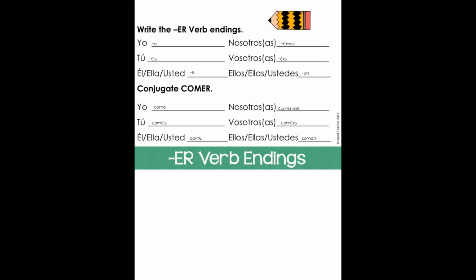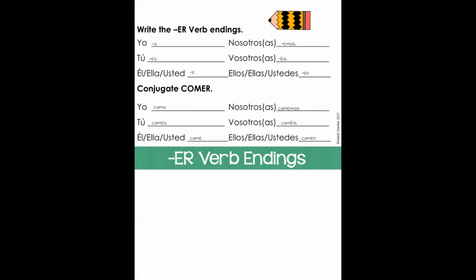Next, we have the ER verb endings. For the yo form, it's O. For the tú form, es. For the ella, or usted form, e. Nosotros or nosotras, emos. Vosotros or vosotras, éis. And the ellos, ellas, and ustedes form, en.